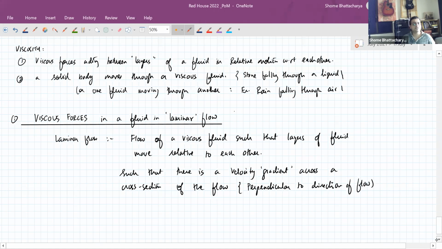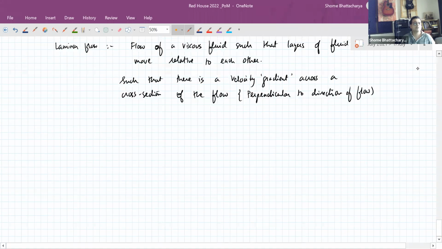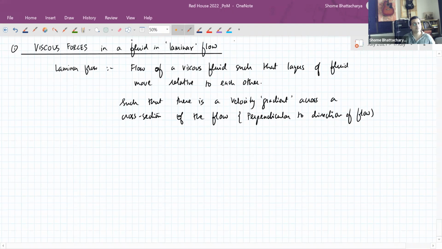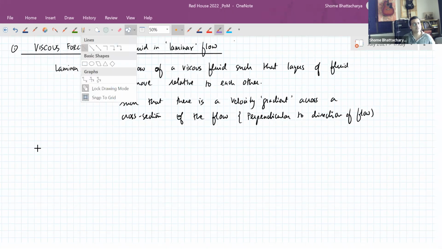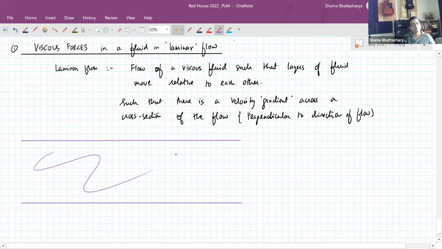So one easy way to visualize a laminar flow is a laminar flow with a uniform velocity gradient. So imagine we have something like this. This we are observing from the side, a stream or something like that in flow. So this is muddy water of a canal or a stream.